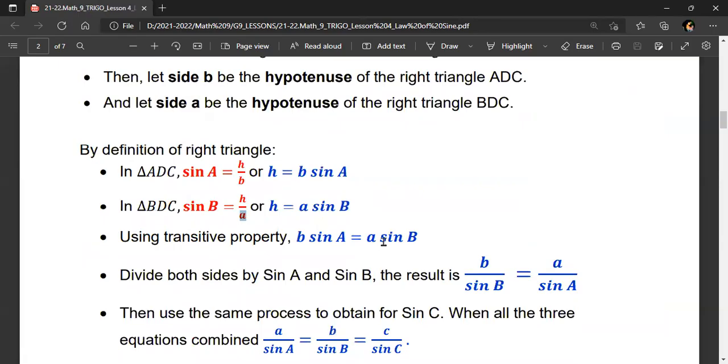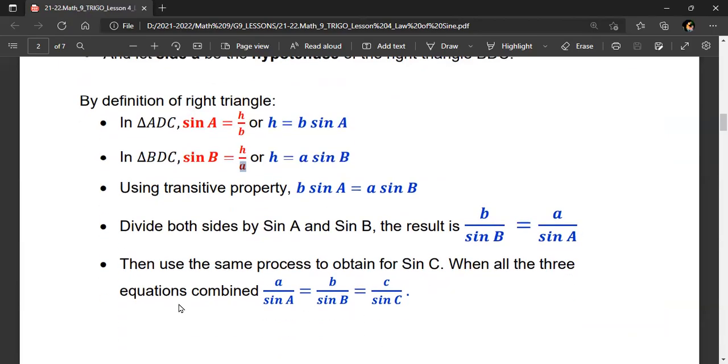Using the transitive property, we come up with cross multiplication, thus B times sine A is equal to A times sine B. Now, if we rearrange the given relationship of sine A and sine B, we will come up with B over sine B is equal to A over sine A. Now, it is also the same with the relationship with side C or angle C, since the triangle has three sides on it. Obtaining this, we will have the same process for sine C.